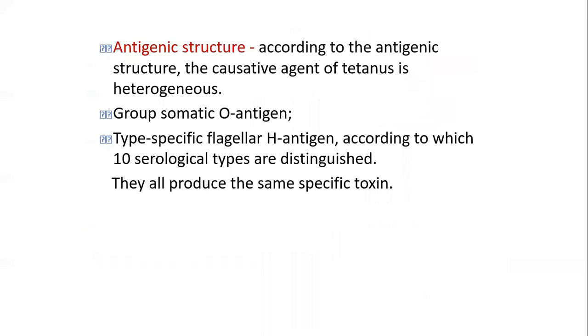Antigenic structure. According to the antigenic structure, the causative agent of tetanus is heterogeneous. Group somatic O antigen. Type-specific flagellar H antigen, according to which 10 serological types are distinguished. They all produce the same specific toxin.